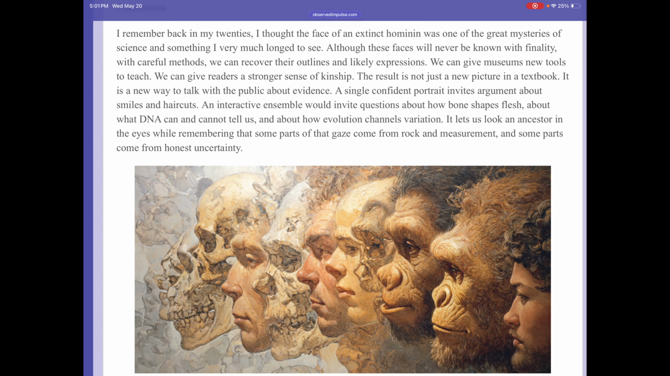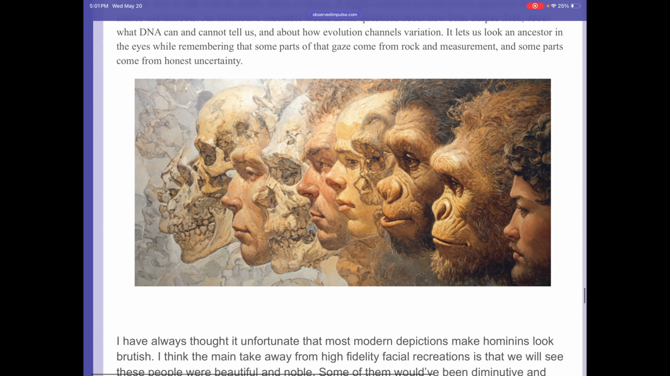The result is not just a new picture in a textbook, it's a new way to talk with the public about evidence. A single confident portrait invites argument about smiles and haircuts. An interactive ensemble would invite questions about how bone shapes flesh, about what DNA can and cannot tell us, and about how evolution channels variation. It lets us look at ancestors in the eyes, while remembering that some parts of that gaze come from rock and measurement, and some parts come from honest uncertainty.